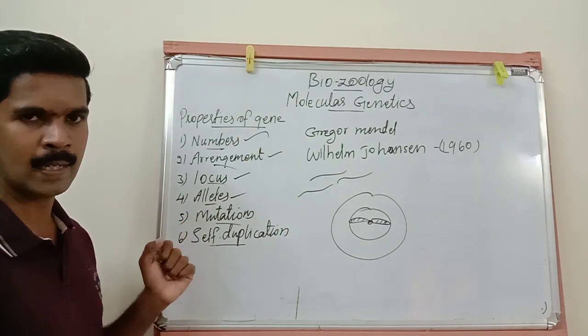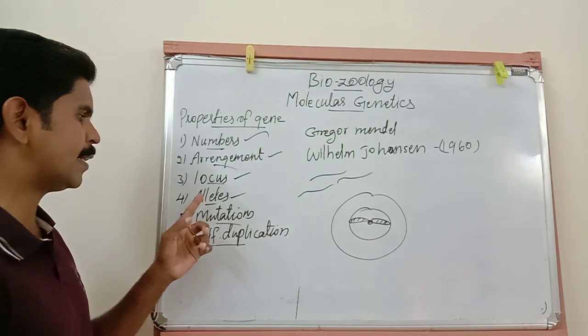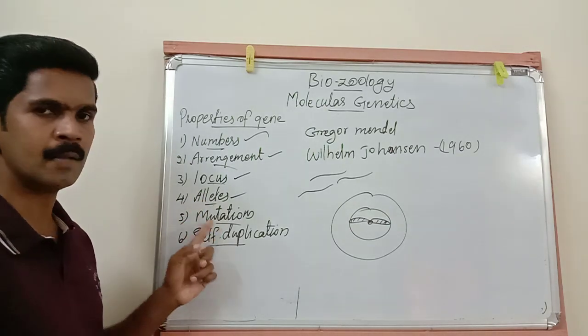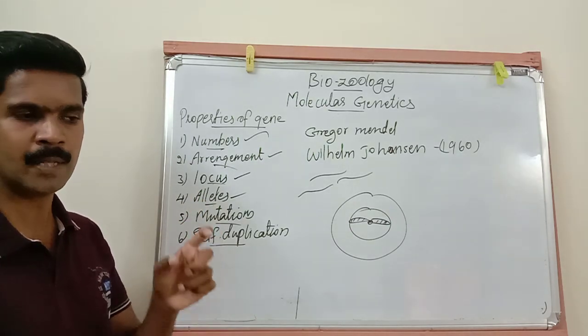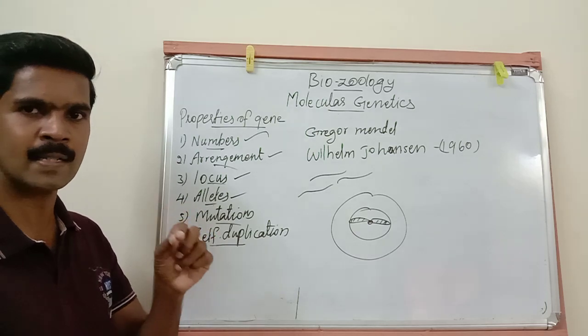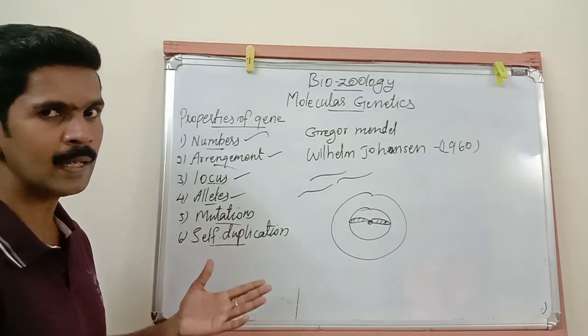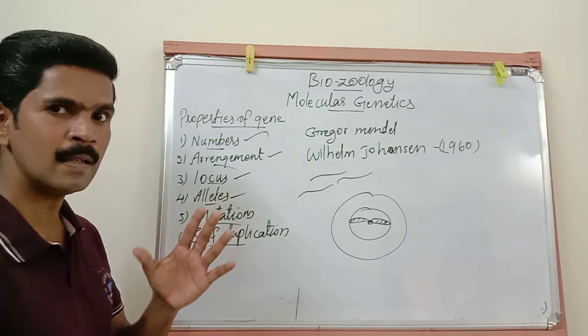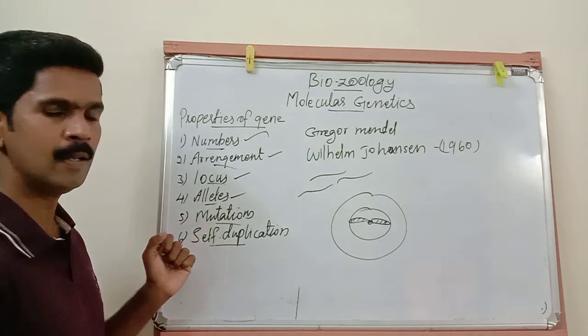The next one is called alleles. The alternative forms of a gene are called alleles. Then mutation. Mutation means sudden change. Sometimes the genes may undergo sudden change in their character, in their structure or in their components. So that is called mutation.